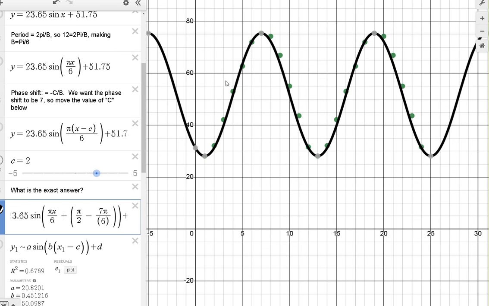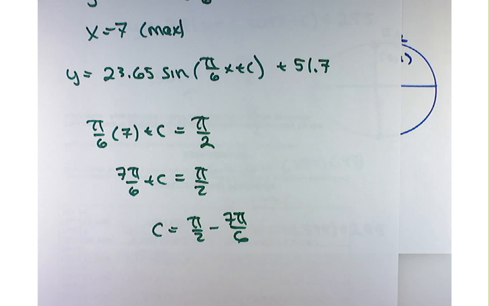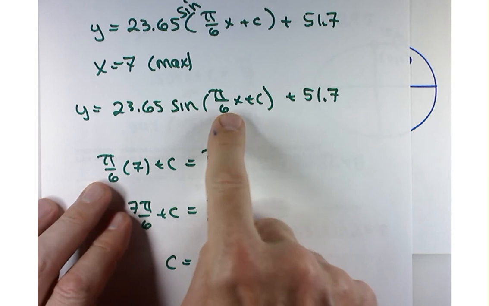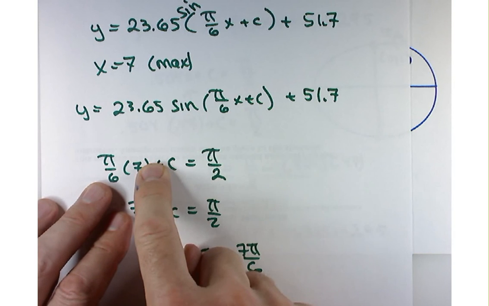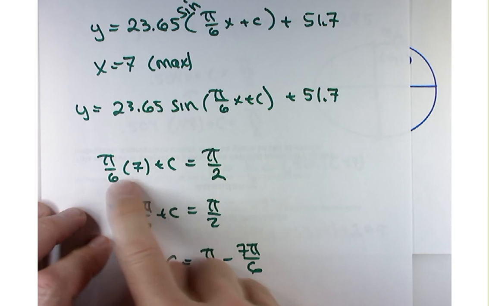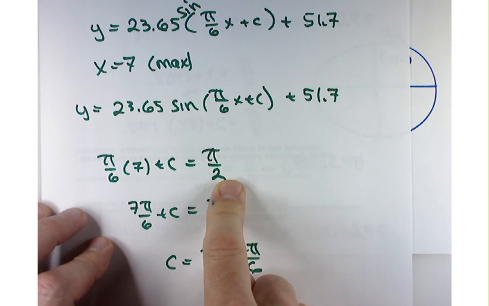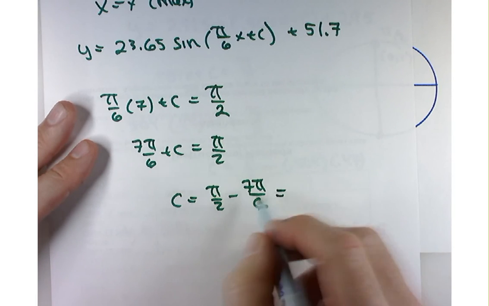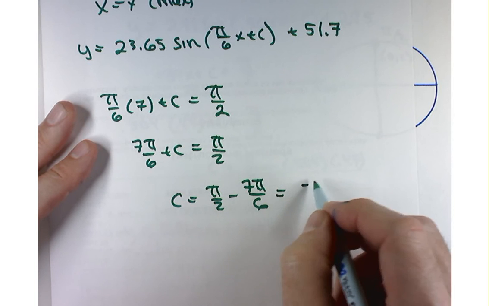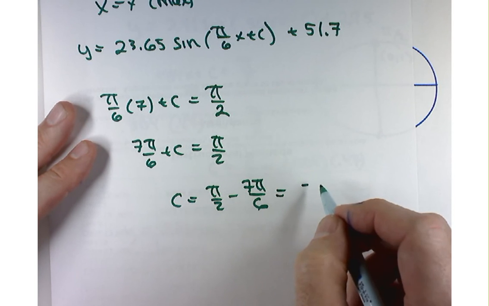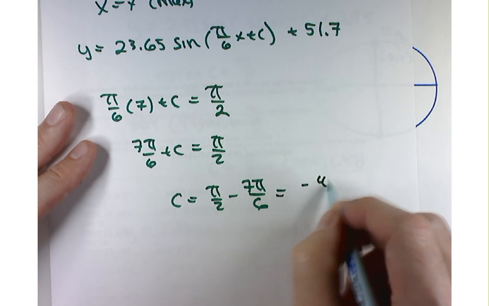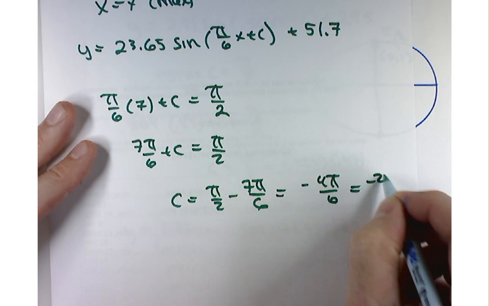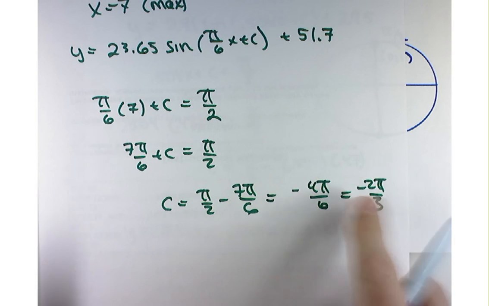So it shifts it so it's perfectly aligned with my maximum here. So once again, you want to choose the value of x that makes your function a maximum, and then plug it into that expression, set it equal to pi over 2, and then solve for c. Now, what I didn't show is that you can simplify that to negative, what would it be? Negative 4 pi over 6, which simplifies again to negative 2 pi over 3. And then a double negative will become positive.